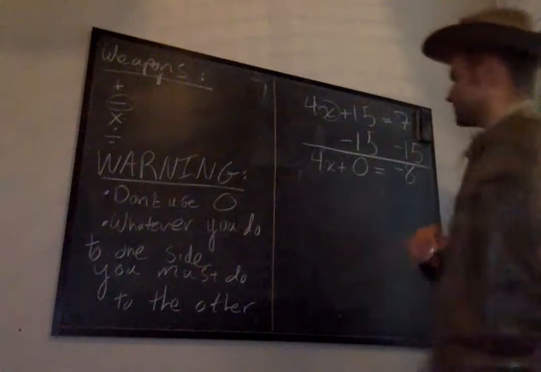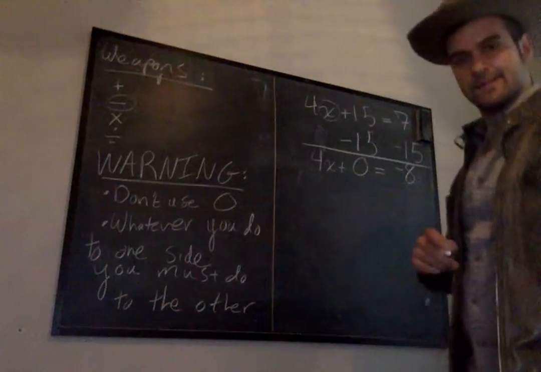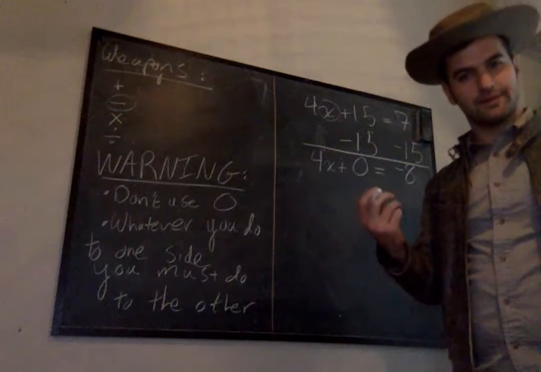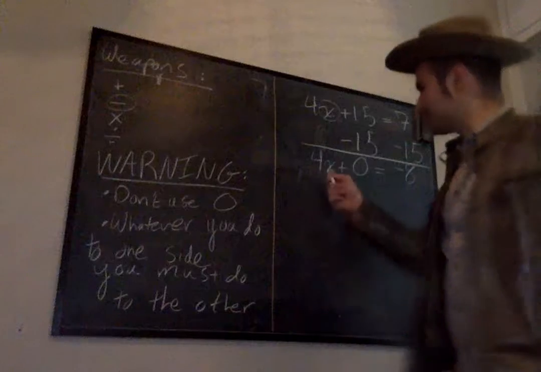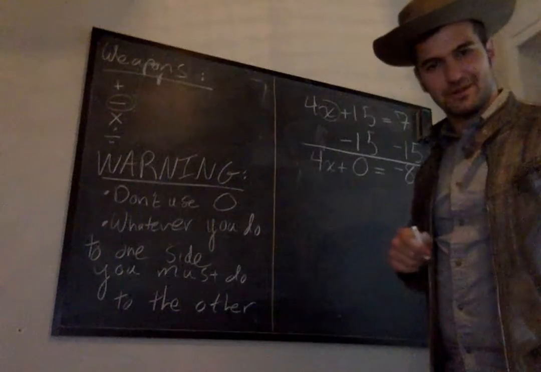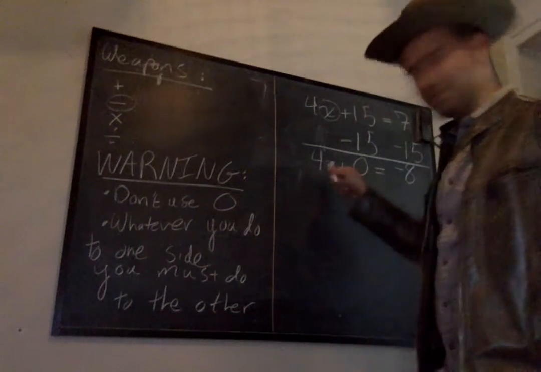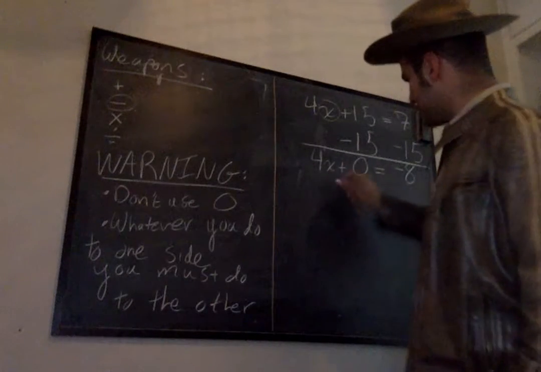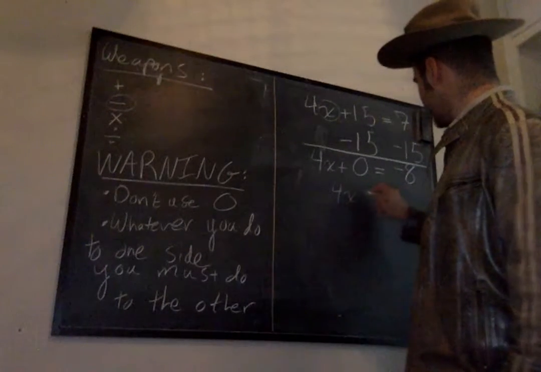Now, can you tell me something about 4x plus 0? Well, better yet, just tell me something about 4x. What is 4x? That's right, it's a number. What happens whenever we add 0 to a number? Well, it just stays the same, right? So it's like we never even added 0 in the first place.